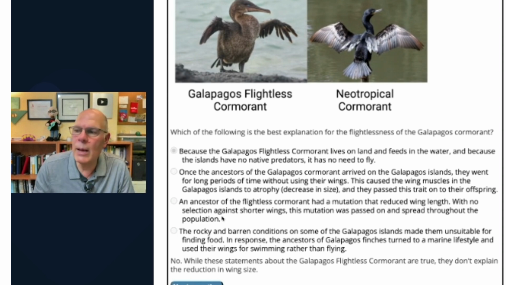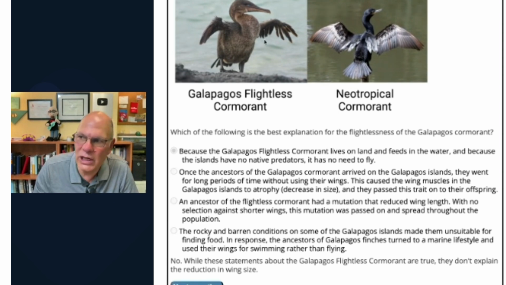There's actually a process by which it's advantageous, if these birds aren't flying, for them to have shorter wings, because they don't have to put their energy into actually building wings. They can put their energy into other features that make them better swimmers and better at catching fish. So it's this choice over here. Let's do one more question.